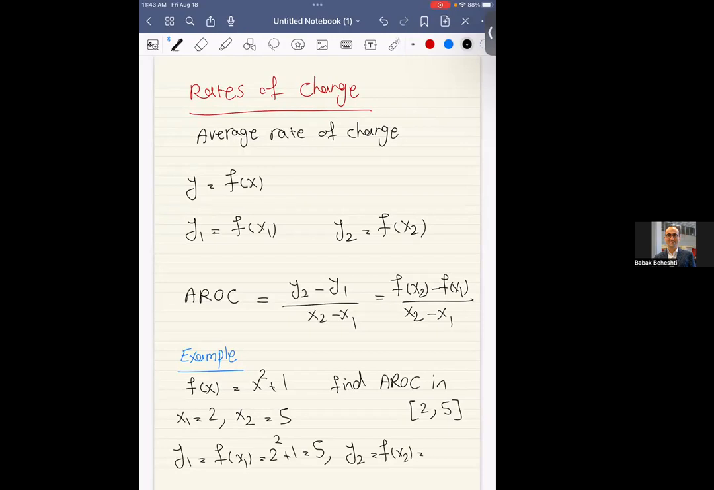So what is f of x2? F of 5, which is 5 squared plus 1, which is 26. Right? So the average rate of change is y2 minus y1. So let me write it here.